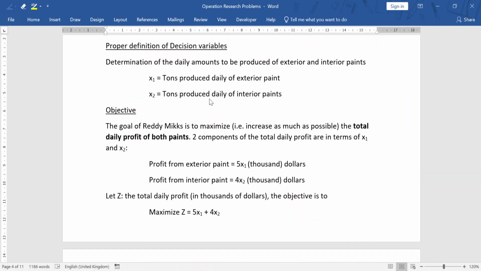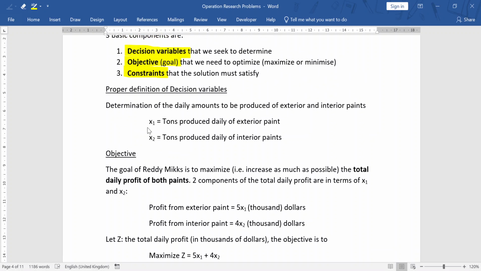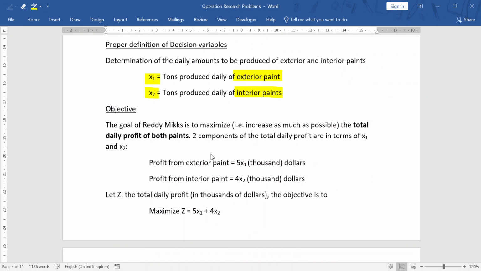Now let's say we have X1, which is tons produced daily of exterior paint, and X2, tons produced daily of interior paint. X1 is for exterior paint and X2 is for interior paint. Now our objective or the goal of Reddy Mikks, which is a company, is to maximize, to increase as much as possible, the total daily profit of both paints.